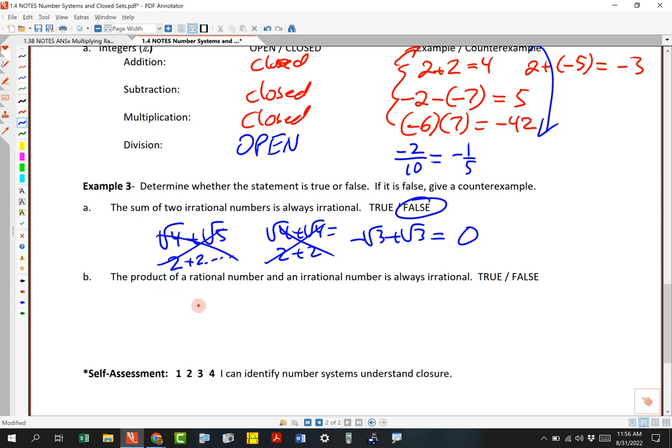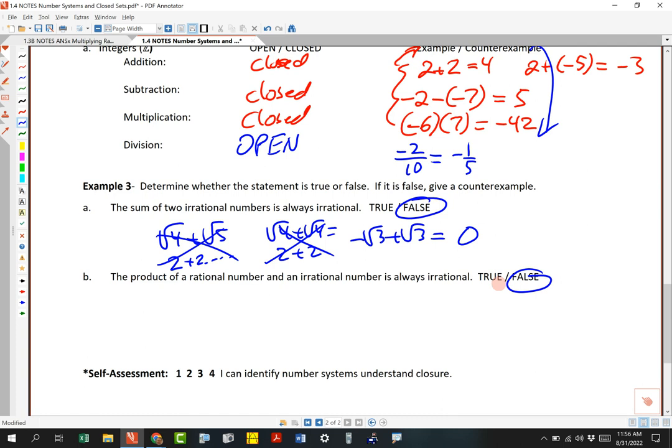The product of a rational number and an irrational number is always irrational. So if you take a rational number and multiply it by an irrational number, it's always going to be irrational. I'll give you a hint, it would be pretty boring if it was true. And I'll give you one other hint. 0 is a pretty unique number. It's got a lot of very interesting properties.